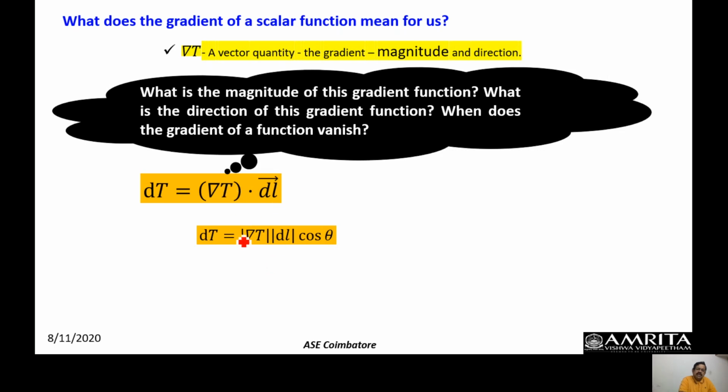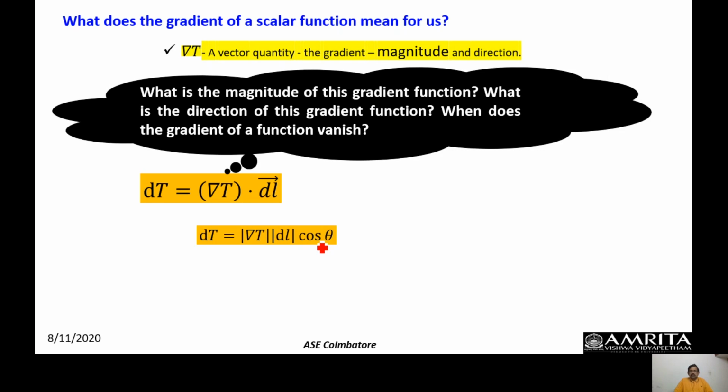By definition of the scalar product, it will be mod del T mod dl cosine of the angle theta between the two vectors. Now I wanted to think along this direction. When will the dT be maximum? When will the change in temperature be maximum? When cos theta is 1.